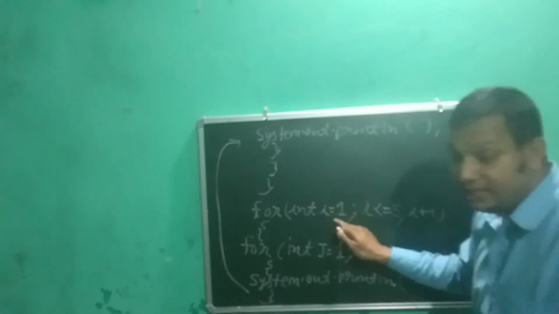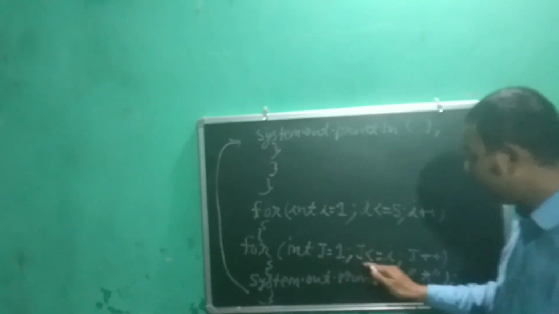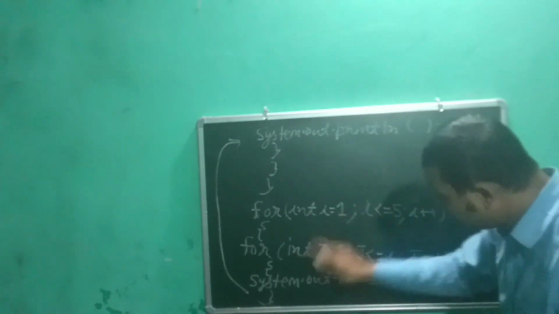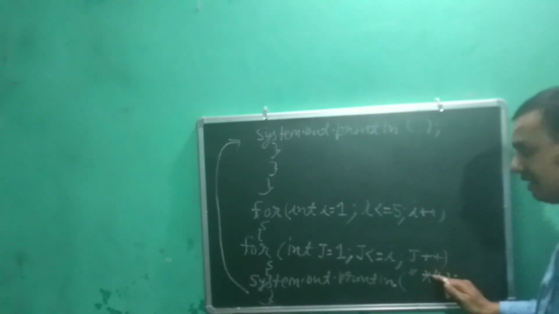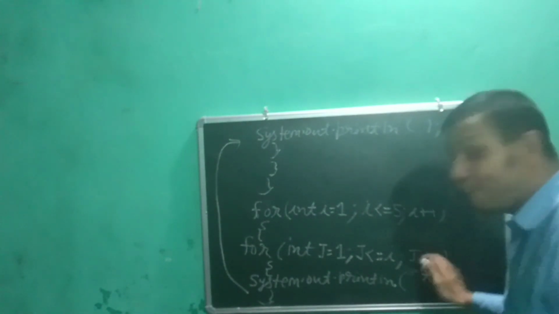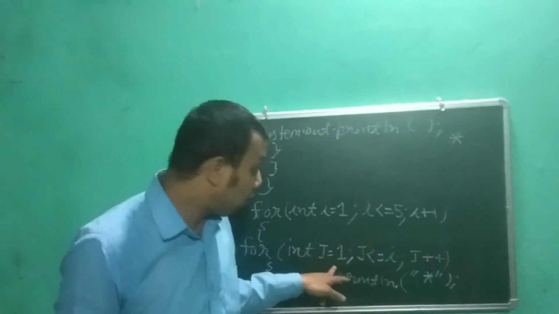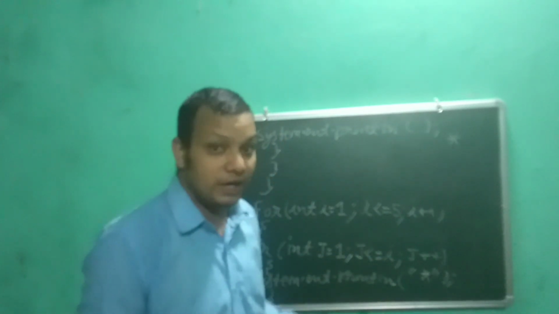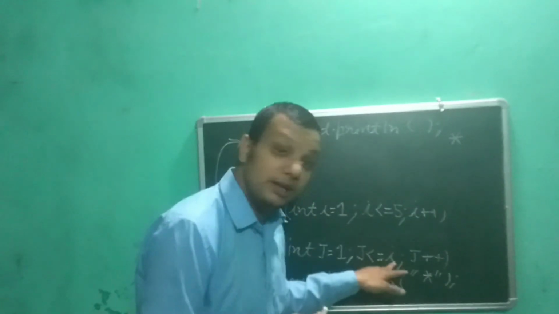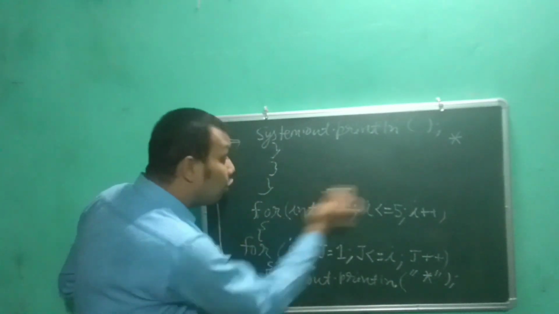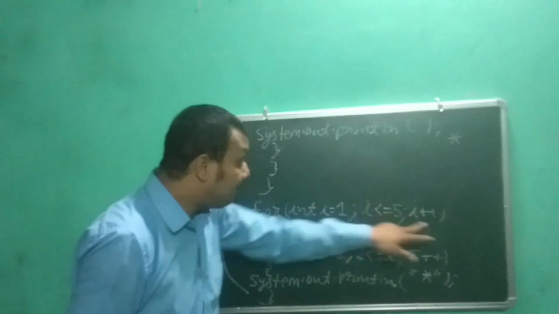What is the value of i? 1. What is the value of j? 1. 1 is equal to 1. Yes, condition is true. When the condition is true, System.out.print what? Star. One star is printed. j++. When j++ happens, it becomes how much? From 1 it becomes 2. 2 is lesser than 1? Condition is false. Then the loop will terminate. It will go up.